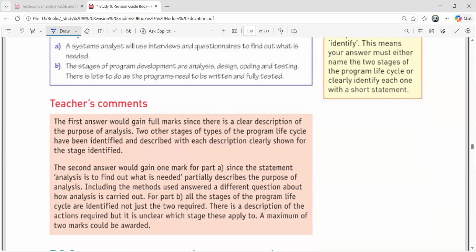The second answer would gain 1 mark for part A since the statement analysis is to find out what is needed partially describes the purpose of analysis. Including the methods used answered a different question about how analysis is carried out. See, how it's carried out using the means is going to form another question. For part B, all the stages of the cycle are identified, not just the two required. This is what he has done. And besides this, there is a description of the actions required, but it is unclear which stage these apply to. A maximum of 2 marks could be awarded.